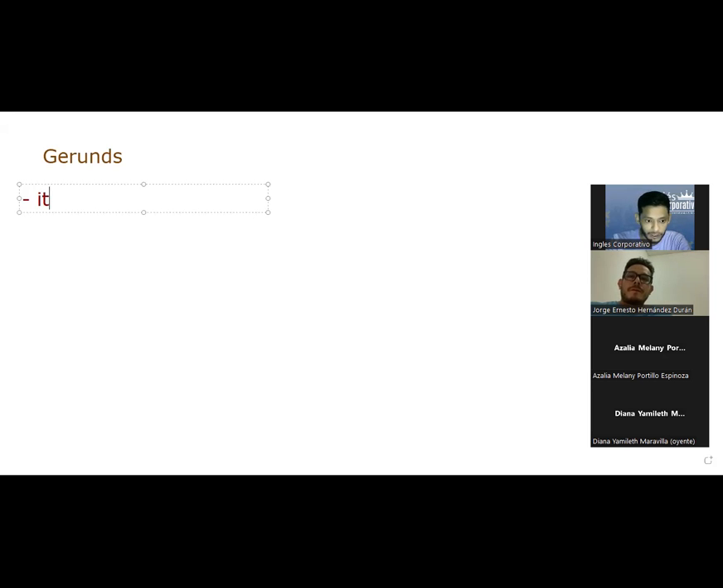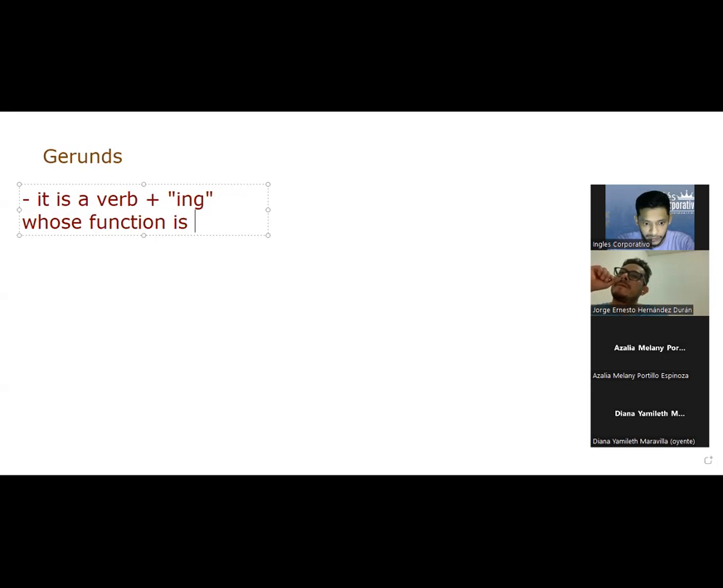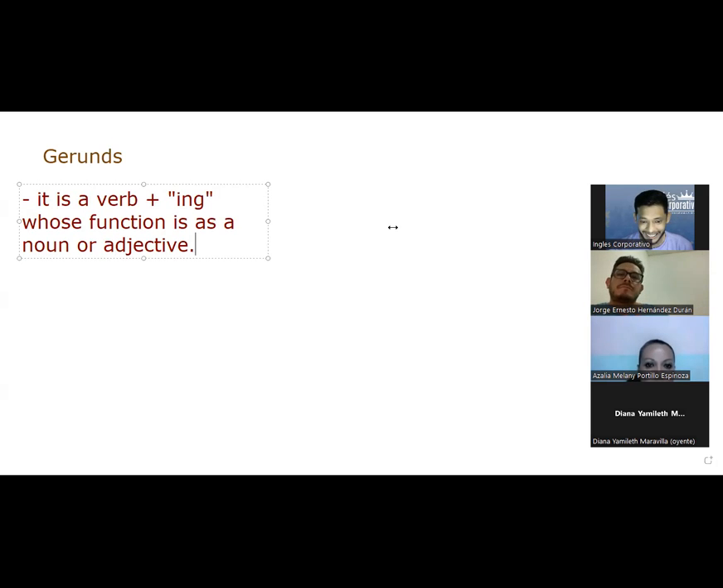Let me put it up here. It is a verb plus ing, whose function is as a noun or adjective. Cuya función es como un sustantivo o como un adjetivo. That is the function of it.